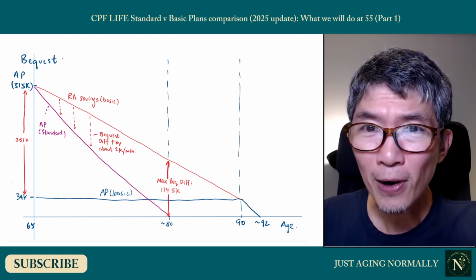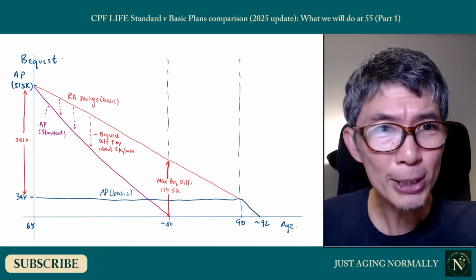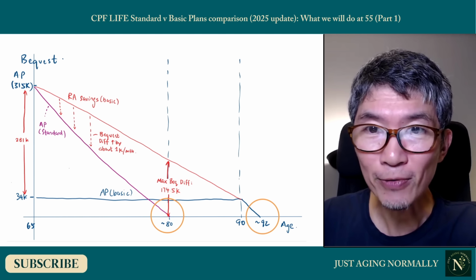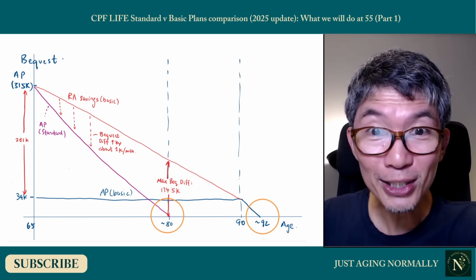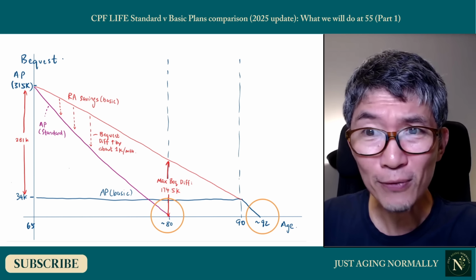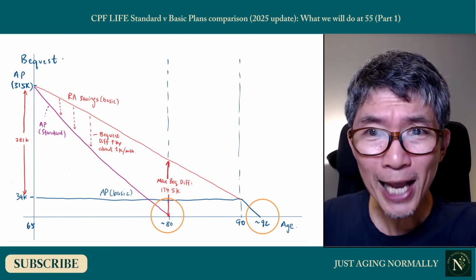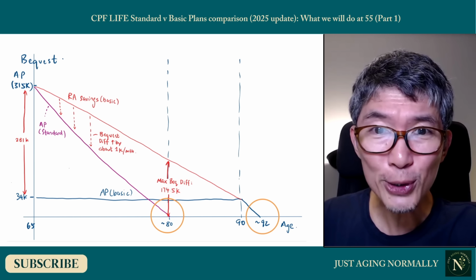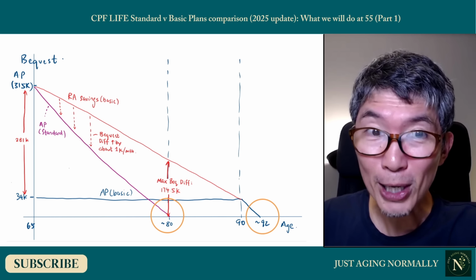Number two. For the basic plan, the bequest will last all the way until age 92 compared to 80 for the standard plan. That's a difference of 12 years. Given the average national life expectancy of 86, an educated guess is that there will be some bequest left for more than 50% of the members on the basic plan.